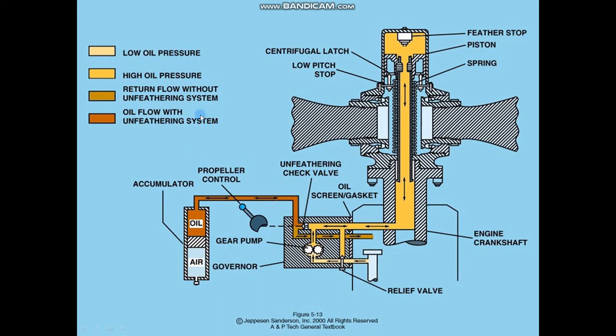After that, this color identifies the return flow without the feathering system. This is the unfeathering system. After that, this color, the brown one, is oil flow with the unfeathering system, and this is the brown number. So this type is used to illustrate the operation of the components.